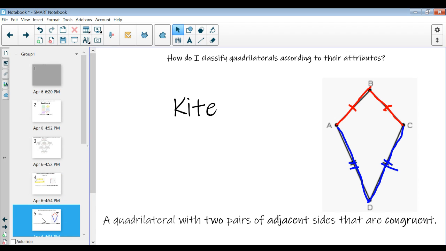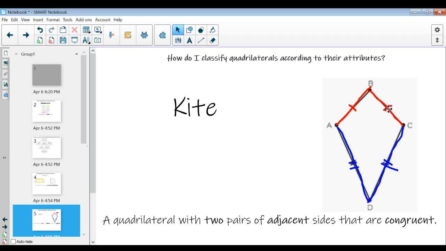A kite is a quadrilateral with 2 pairs of adjacent sides that are congruent. That was a lot of words, so let's unpack that. So we have adjacent, which basically is a fancy way of saying next to, and congruent, which is another way of saying equal or the same as. So you have these 2 red lines, AB and CB. They're next to each other, connected at this point B. And they both have 1 dash right here.